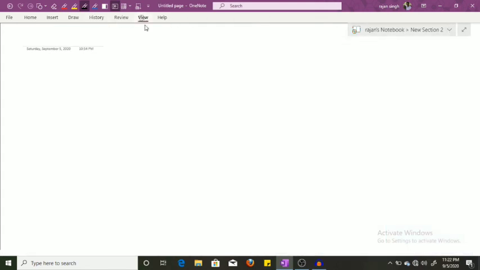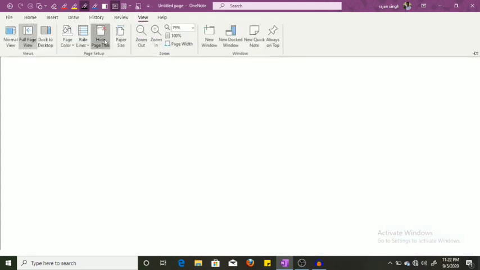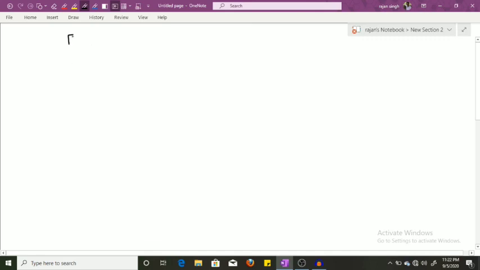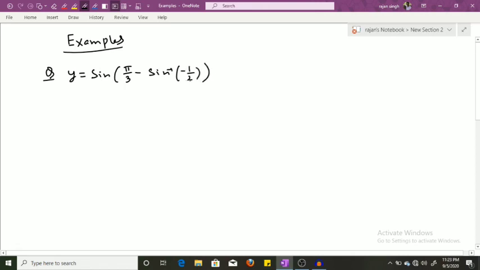So I will do some problems also. Some basic problems we are going to do. Y equal to sine of pi/3 minus sine inverse -1/2. That's the problem given, so we have to find this value. See, the first thing we have to find is the value of sine inverse -1/2, right? Sine inverse -1/2 we have to find.